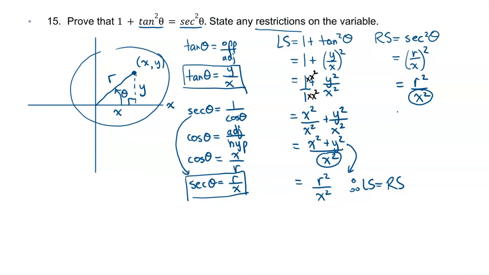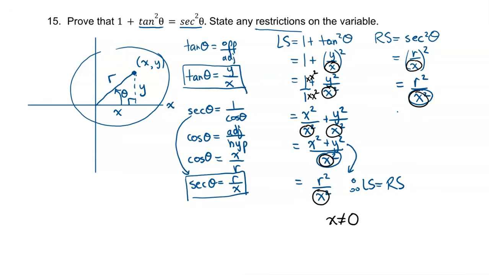So in order to state restrictions on the variable, what we want to do is look at the variables that we have here and ask, are any of those ever not allowed to be 0? Well, if you go through this, we can see that x can never be 0. We can't divide by 0. And so because of that, x cannot be 0.